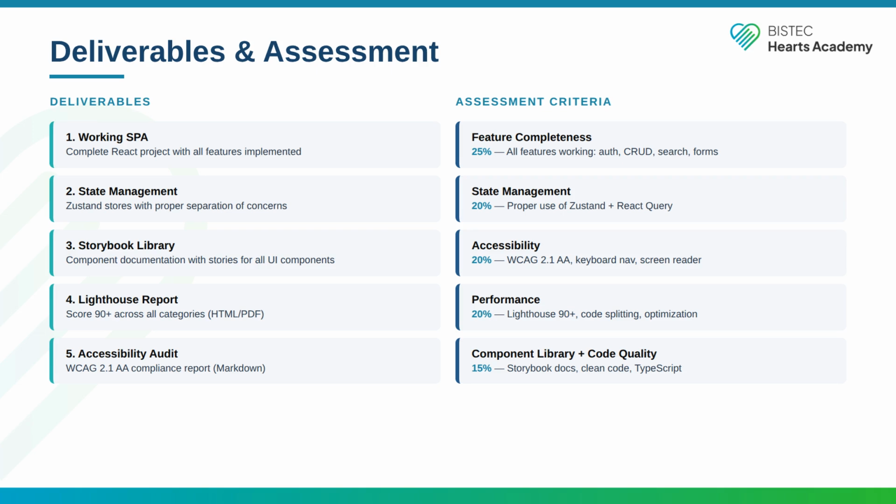Assessment rates. Feature completeness is 25%. Everything needs to work. State management is 20%: proper use of Zustand for client state and React Query for server state. Accessibility is 20%: WCAG AA compliance. Performance is 20%: Lighthouse 90 or higher with evidence of optimization.